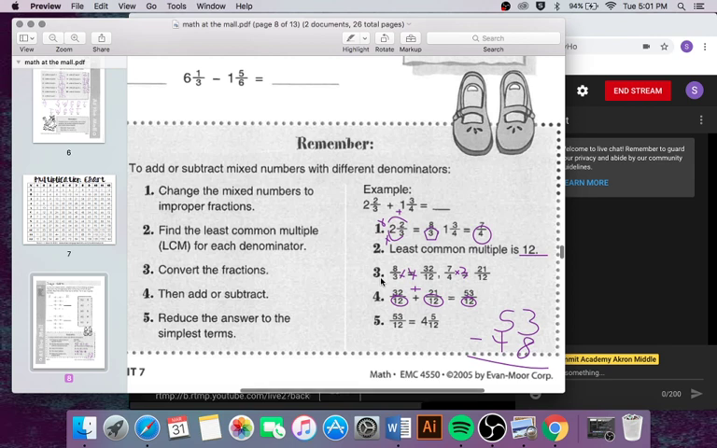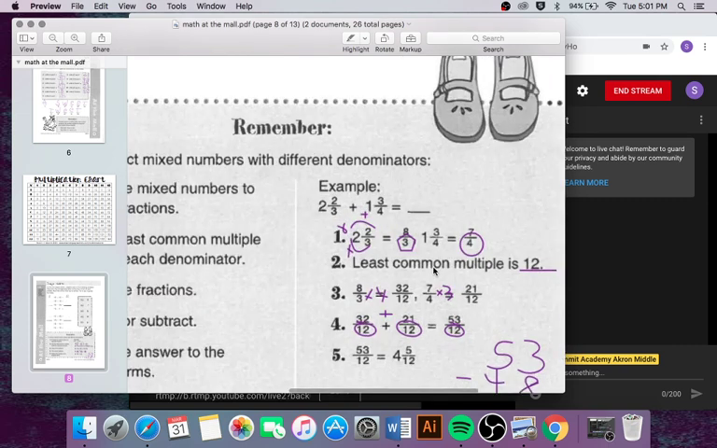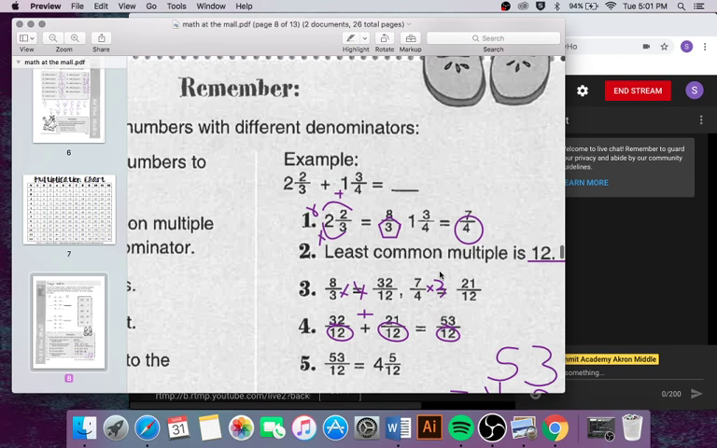So the first thing we went over is that we have to look for the least common multiple for both the denominators. Over here we have 3 and 4. So we came up with the least common multiple is 12.